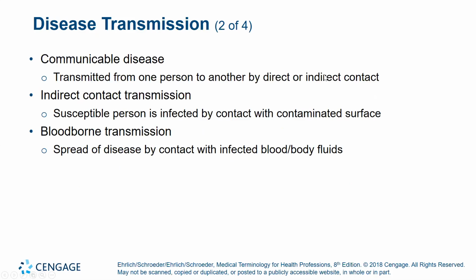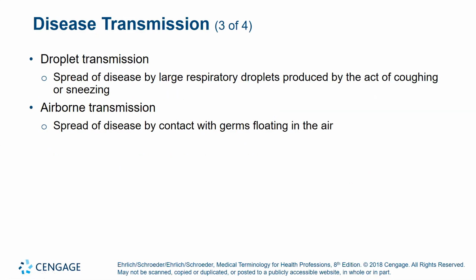We have communicable diseases, indirect contact transmission, blood-borne transmission, which would be a spread of disease by contact with infected blood or body fluids. We have droplet transmission. This could be by coughing or sneezing. Airborne transmission. This is a spread of disease by contact with germs floating in the air. The airborne transmission example would be tuberculosis, measles, or chickenpox.